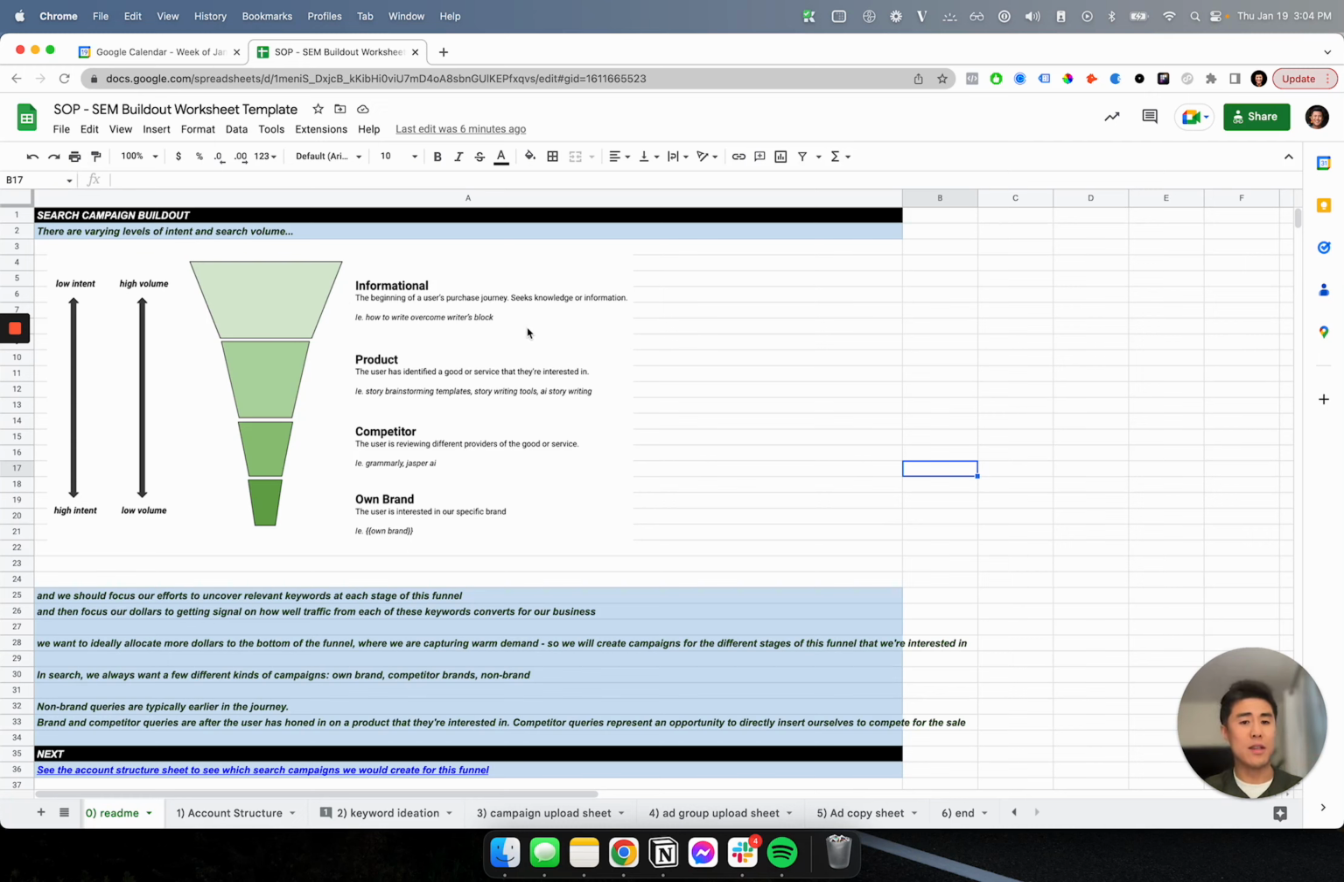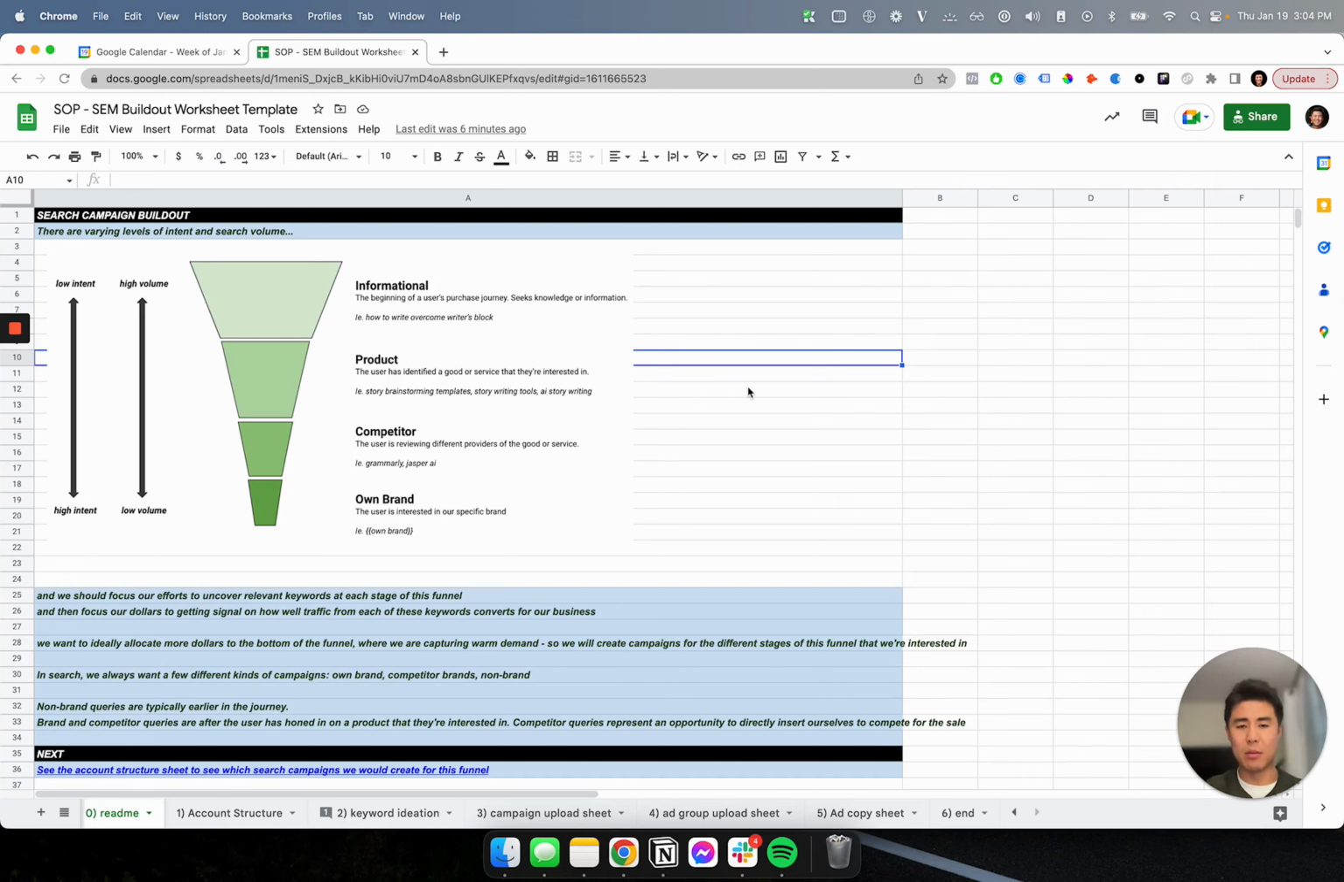For this example, if we're pretending we are an AI writing tool for novelists, then we're going to do something around how to overcome writer's block, right? Someone who's got writer's block is looking for ideas. They're seeking knowledge. This is typically the beginning of the purchase journey. An example for a sunscreen company or a UV blocking sweater company might be how to treat sunburn.